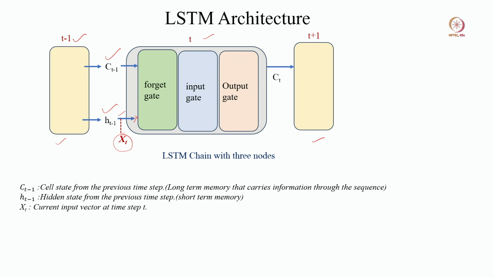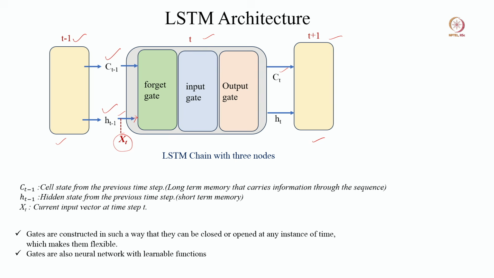Now, what happens after this? Ht minus 1 and Xt both go to the gates, and what is the output that I am getting from here? Ct and Ht, which are the cell state value and the hidden state value at the Tth time step. These two go as the input to the T plus 1th time instance.